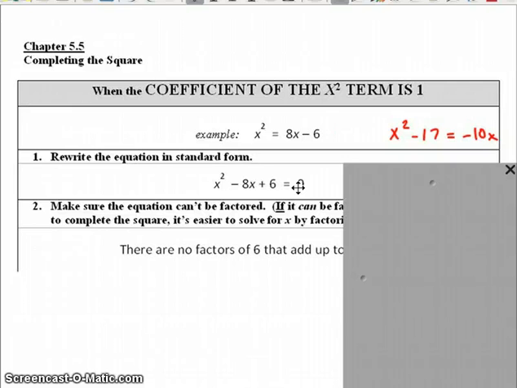Here's a similar one for you to try yourself. Go ahead and work it through. Hit the pause button. When you come back, I'll show you the right answer.